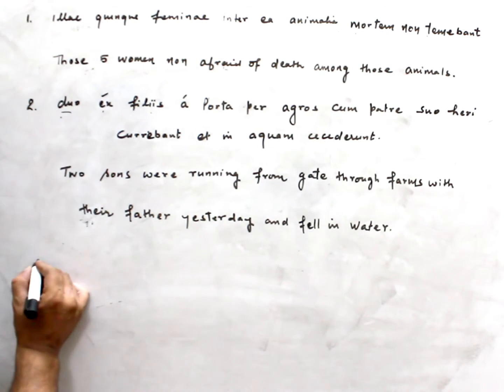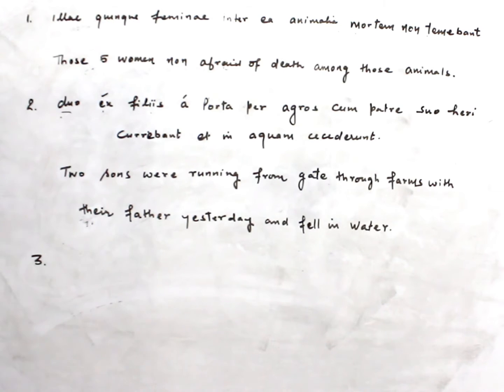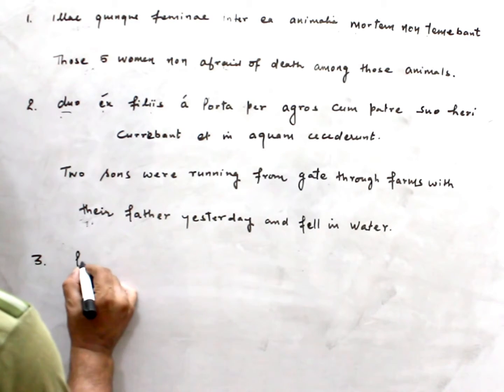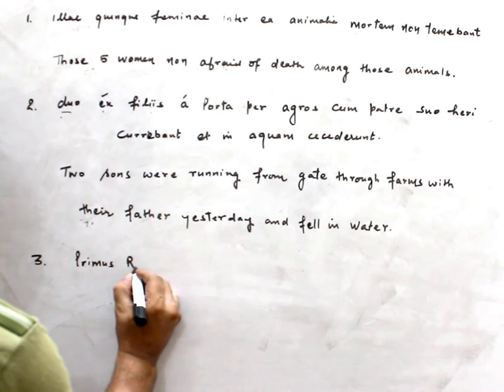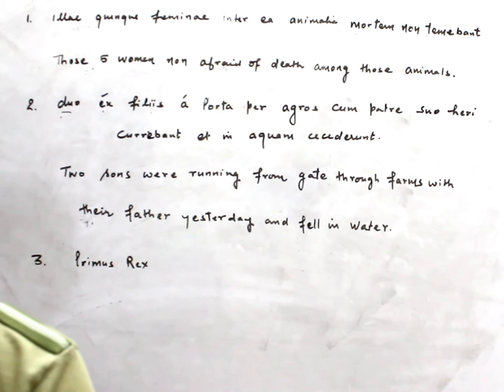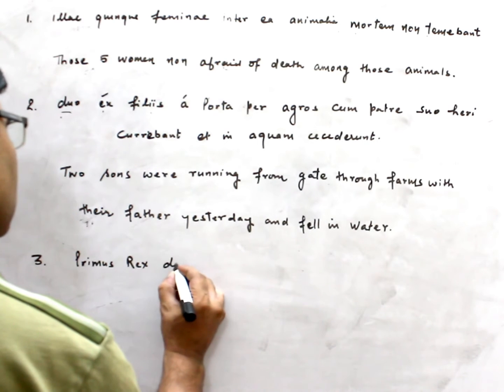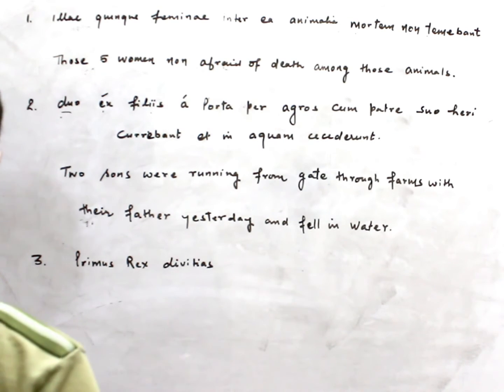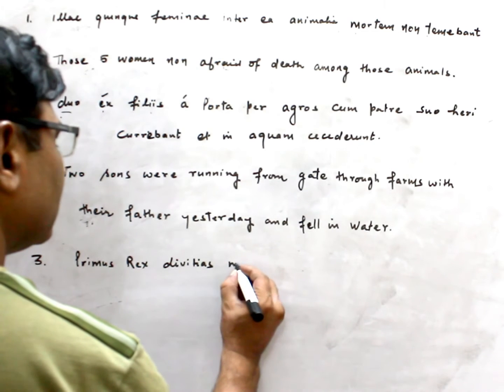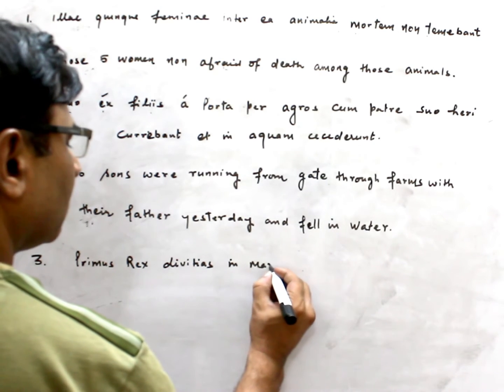Aqua is water. Number 3. Primus rex divitias in mare iecit. So it is the ordinal number, primus. Rex, divitias, in mare. In mare is in the sea.